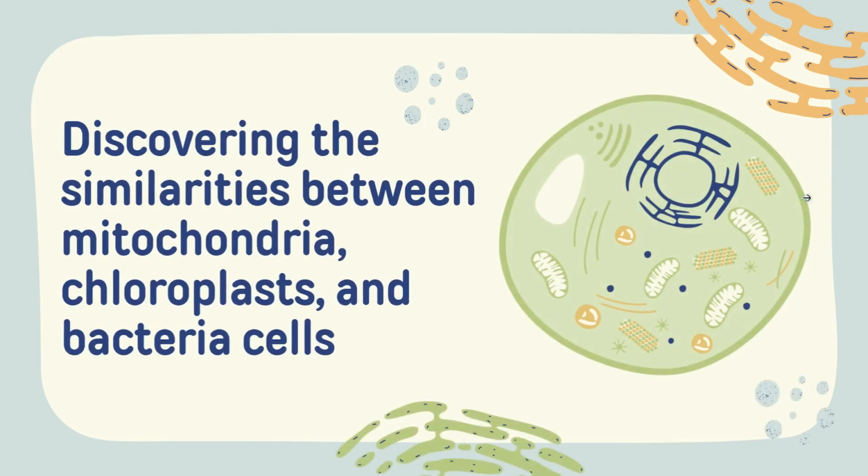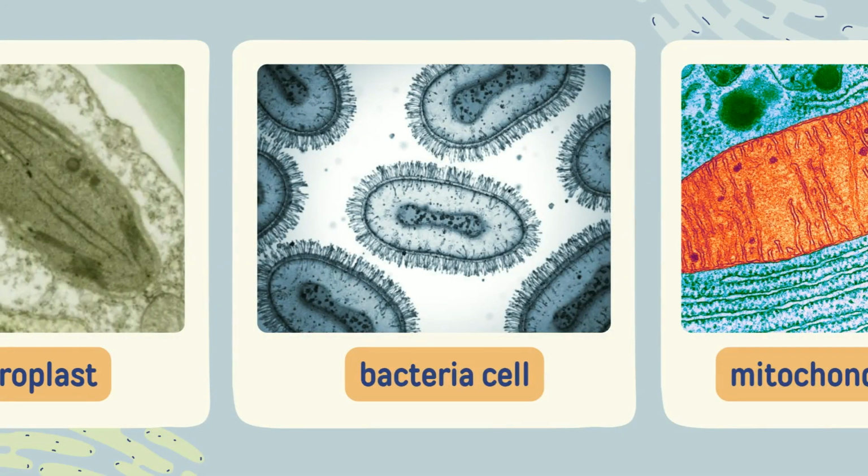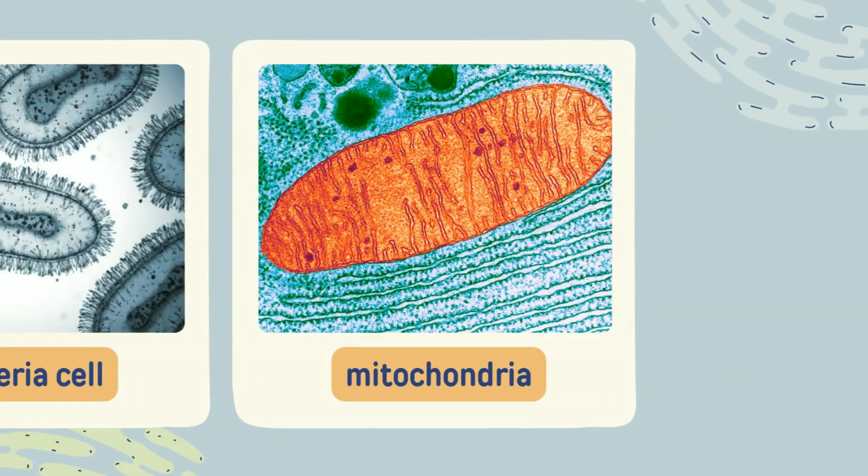Let's start with the first step, the striking similarity between mitochondria, chloroplasts, and bacterial cells. These clues are the foundation of endosymbiotic theory. Here's another close-up look at the chloroplast under the microscope. Marvel at its intricate structure. These are the factories of photosynthesis. Here is the microscopic view of a bacterial cell. And here we have mitochondria under the microscope.